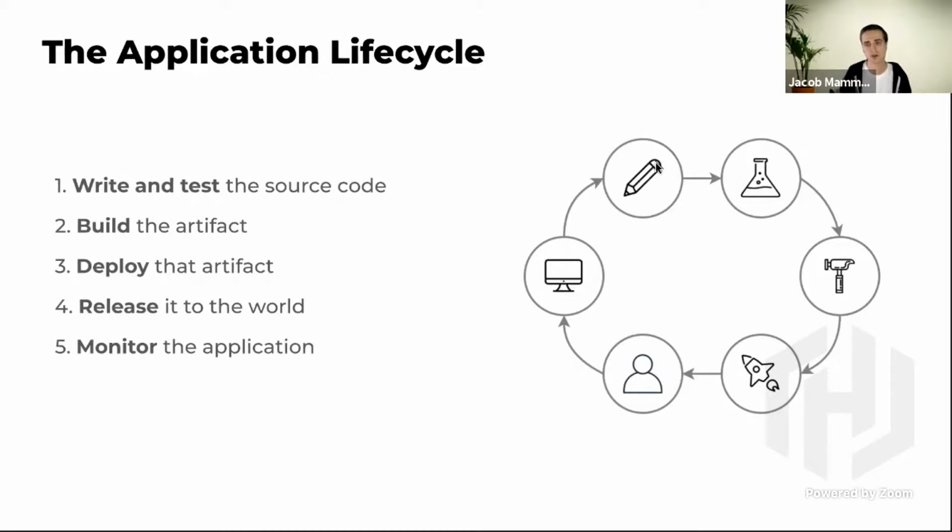And then the process repeats, right? An application is never really done, right? There's always new features we can add to it. There's always going to be bugs that will be found, so we're going to have to patch the application. But the concept is that the app is never really done, right? We can always add more to it. So that's why it's an application lifecycle that we're constantly writing and testing our code, building, deploying, releasing it, and monitoring that application.